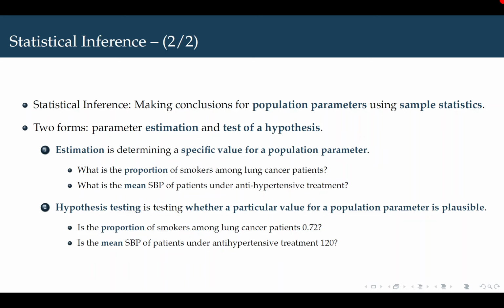So in the case of estimation, we need to estimate the value of the population parameters within a certain specific value. In the case of hypothesis testing, we have a certain assumed value, and we are interested in checking whether that value is plausible or not for the population parameter of interest.